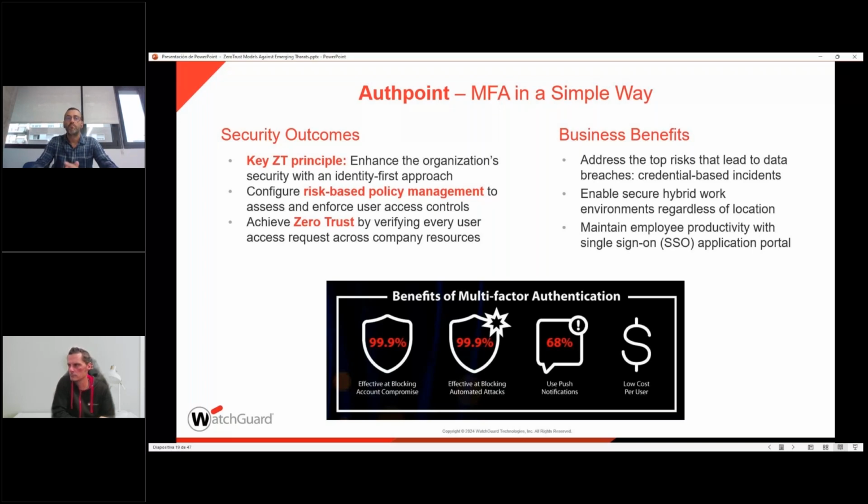Also, as part of the AuthPoint application, we have a risk-based policy management that allows us, for example, not to allow authentication if you are out of the working hours, or if you are in a different location, or depending on other conditions. So this is a Zero Trust approach that helps to accomplish one of the key zero trust principles.